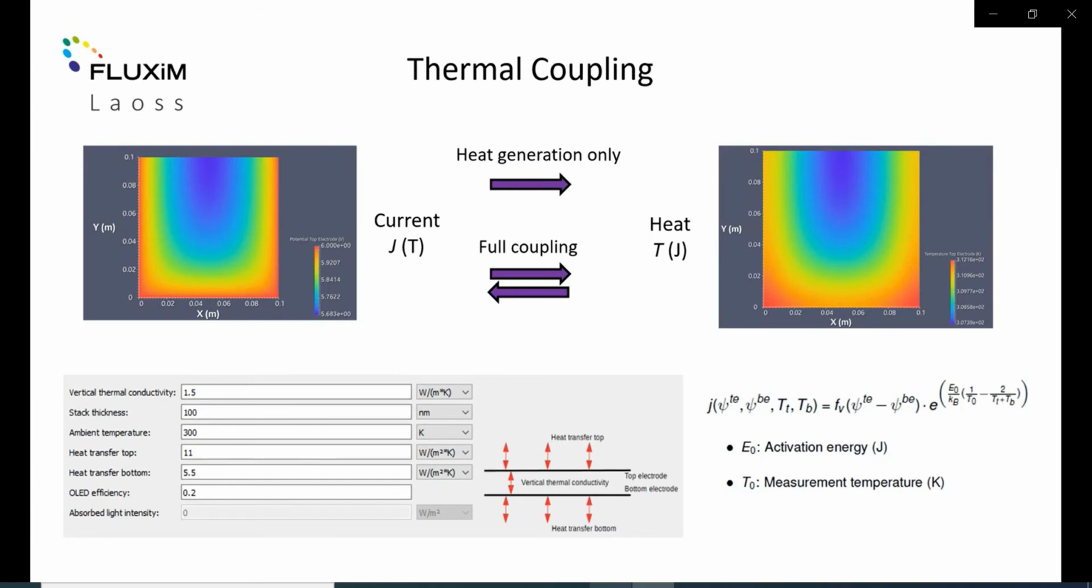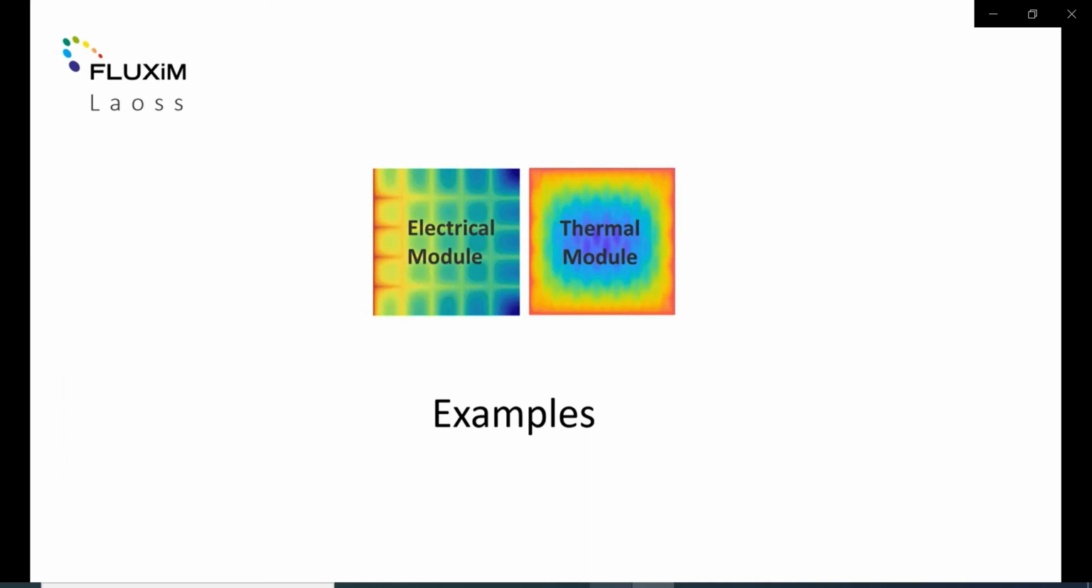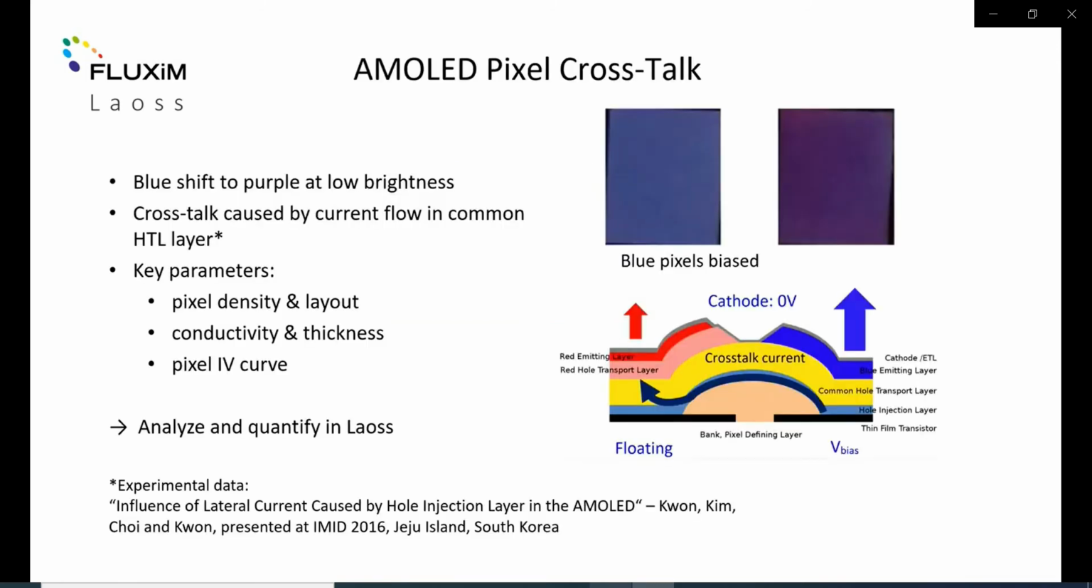When using the thermal module in LAOS, the user can also set some more parameters which define the different effects at the electrode or the heat transfer to the medium above and below the electrode. These are typically well-known material parameters and can be looked up in the literature. Let's now look at an application example that demonstrates the option of electrothermal simulation in LAOS.